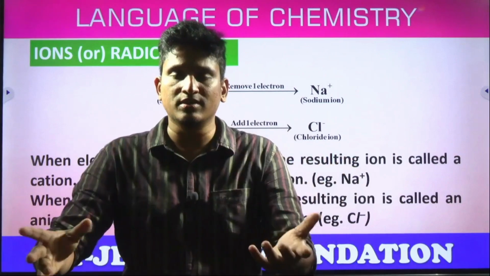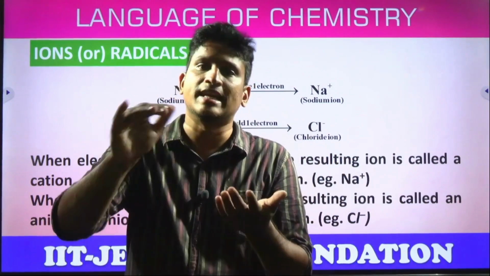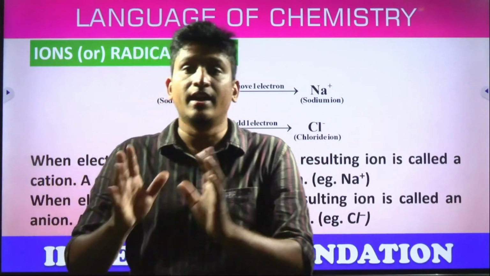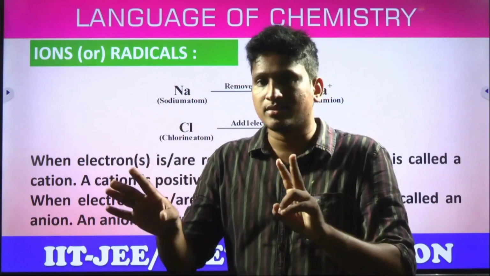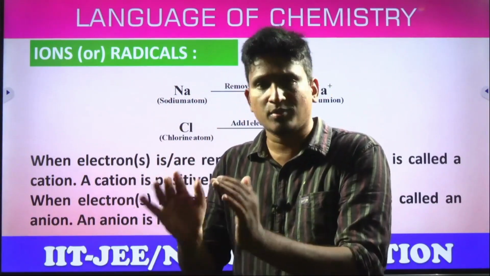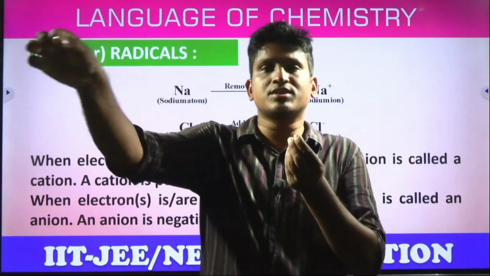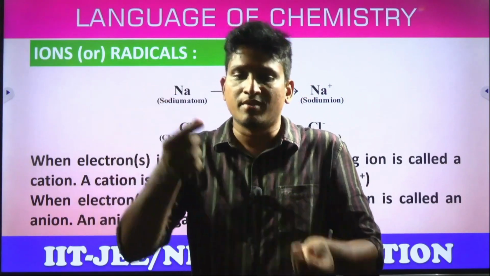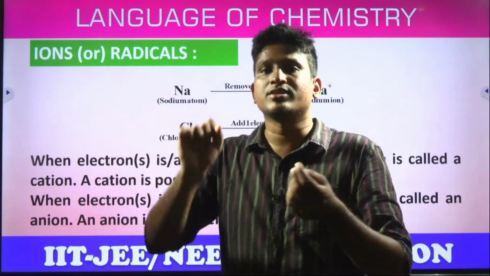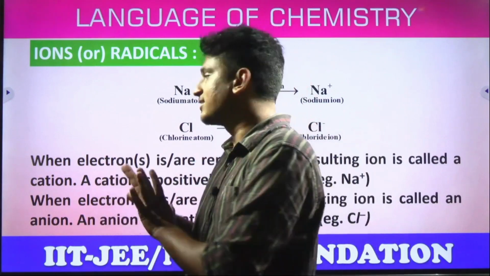So what are cations, what are anions, students? First of all, what are ions? When an atom either loses or gains electrons, it becomes an ion. And in these ions, there are two types, cations and anions. Cations are the positive charge. When an atom loses electrons, it becomes a positive charge. When an atom gains electrons, it becomes a negative charge. Why? That clarity we will discuss in this slide.